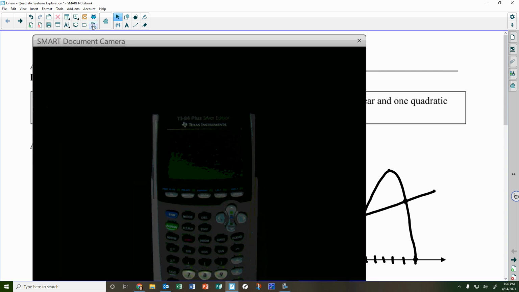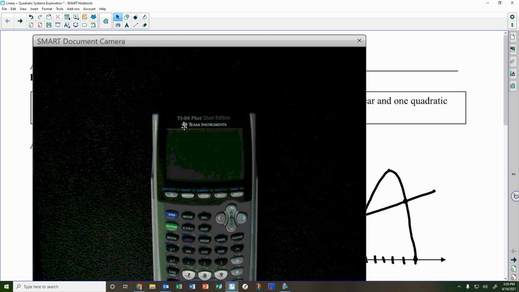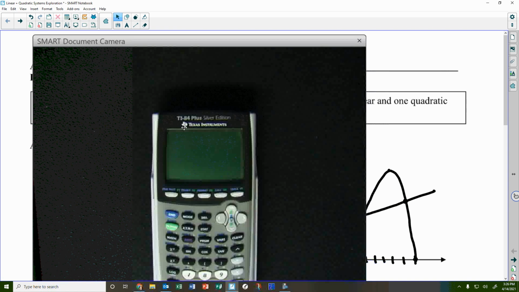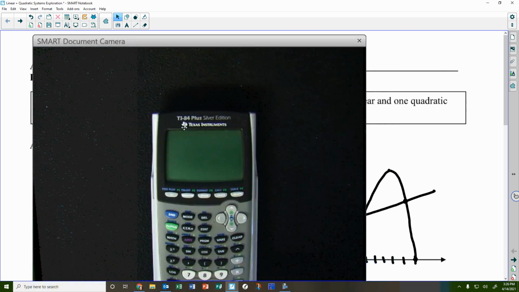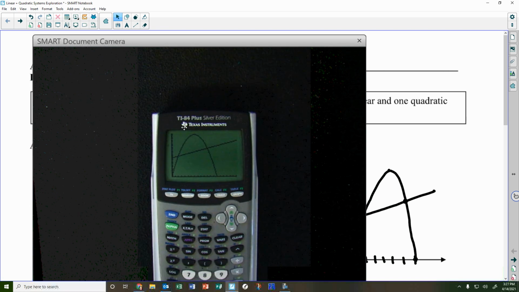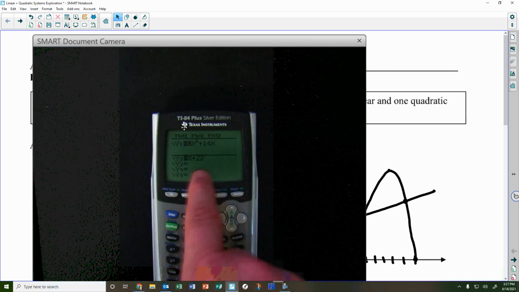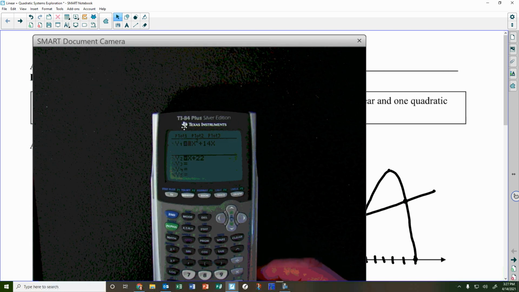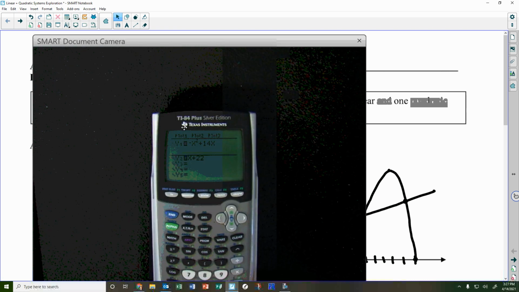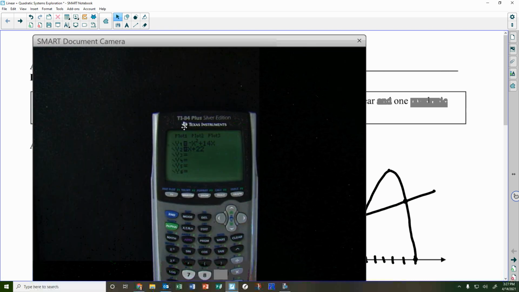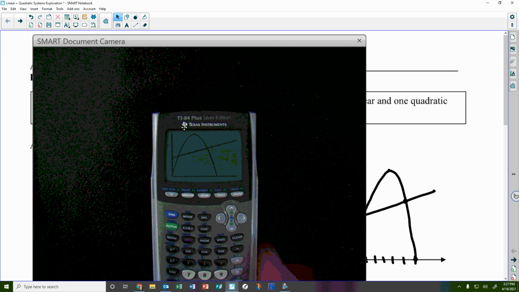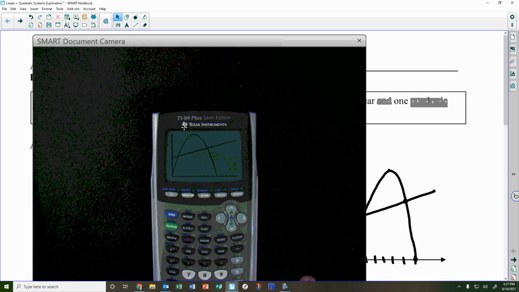So if I show you my calculator here, and it's going to light up in just a second, okay? And I might have to go back and forth a little bit with the board because the board for some reason is not touching. So when I enter these two equations into my graphing calculator, negative x squared plus 14x and x plus 22, I was able to get these two graphs, and that's how I was able to draw that picture to your right.